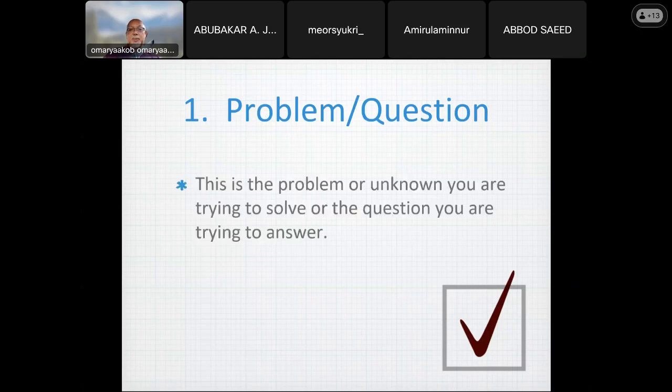So the problem or question is the unknown that you are trying to solve or the question you are trying to answer. As we have been saying from the beginning, and from last week, research always starts with a problem, and the problem is the unknown. There are some questions that are unanswered; that's why we do research. If there are no questions, then we don't do research. If we cannot develop a research question, then there is no research that needs to be done.